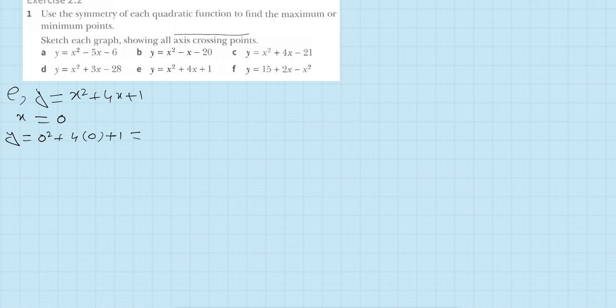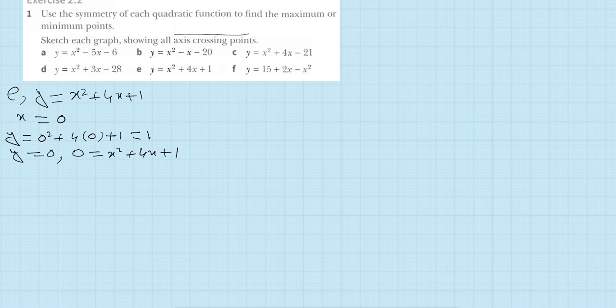So 0 square is 0, plus 4 into 0 is 0, so plus the value of y is 1. The next step is to put y equals 0. Put y equals 0, we will get 0 equals x square plus 4x plus 1.